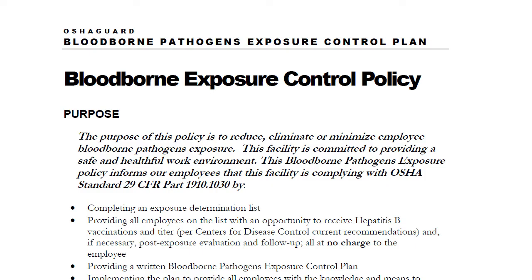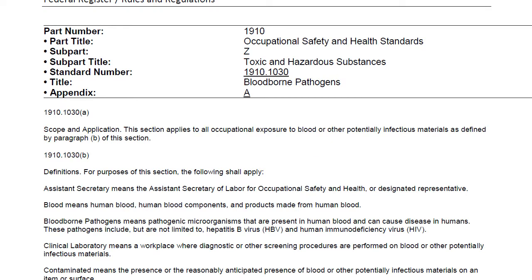In order to reduce or eliminate the hazards of occupational exposure to bloodborne pathogens, your employer has set up an exposure control plan for the types of procedures you perform. This plan and a copy of the Bloodborne Pathogen Standard is located behind the red tab in your OSHA Guard manual.